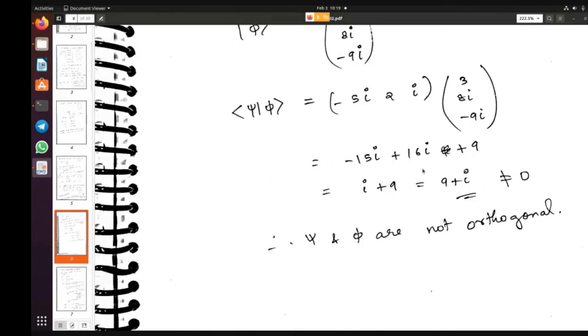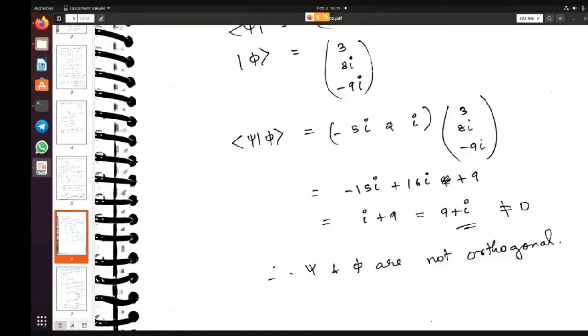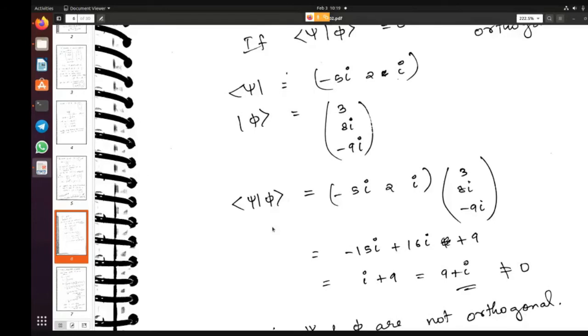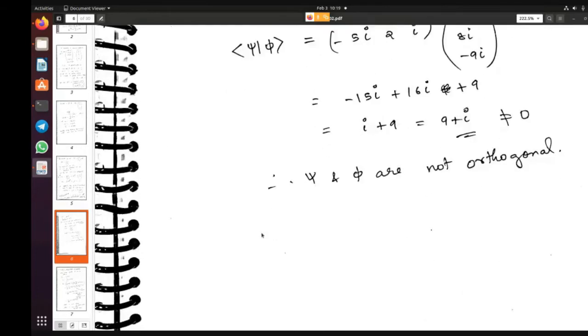So this is the kind of problem that you're going to get. You need to really understand how to take scalar products, how to check if something is orthogonal or not, how to check if something is normalized or not. These are very simple calculations, but you need to understand this.